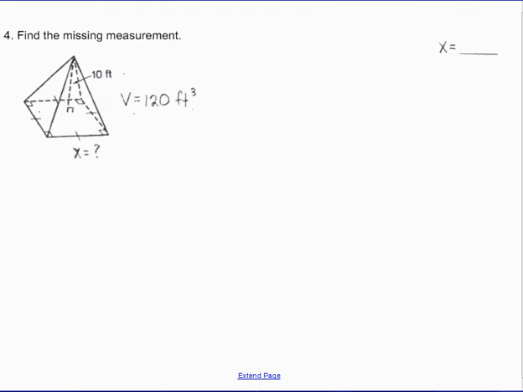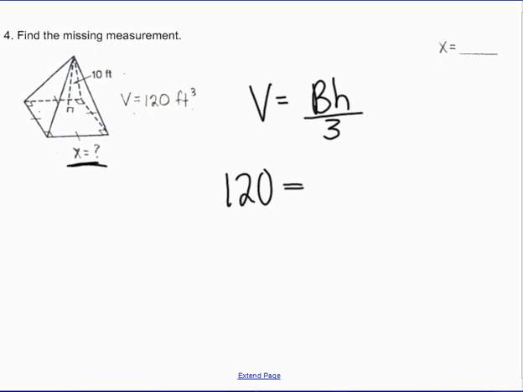Okay, here's a little algebra, fun stuff. So I need to find the unknown edge. The volume formula for a pyramid is area of the base times the height, all divided by 3. So they give me volume is 120. So I'm just going to replace the V with 120, and then I'm going to keep the 3. And I have area of the base. So big B represents area of the base.